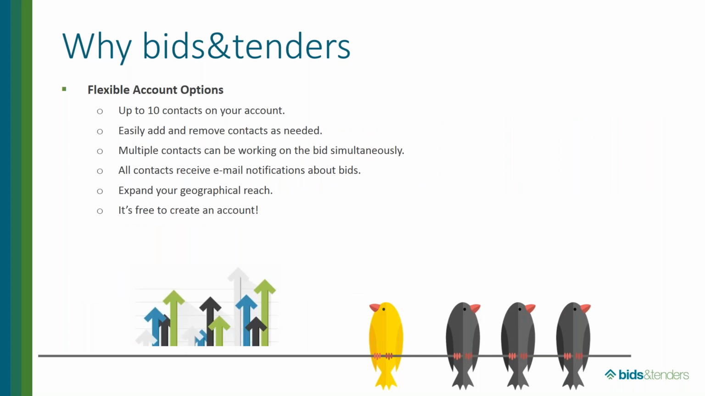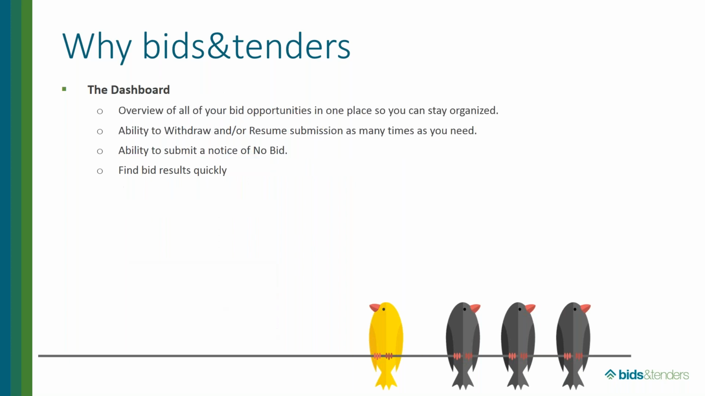There are flexible options with your Bids and Tenders account. When you create a company profile, you can have up to 10 contacts on your account. You can easily add and remove contacts as needed. Multiple contacts can be working on a bid at the same time. All contacts receive email notifications about bids, and this helps you expand your geographical reach. And best of all, it is free to create an account and to submit a bid.